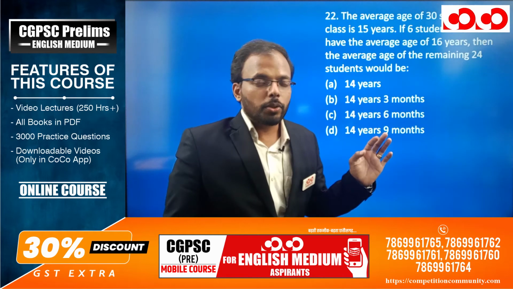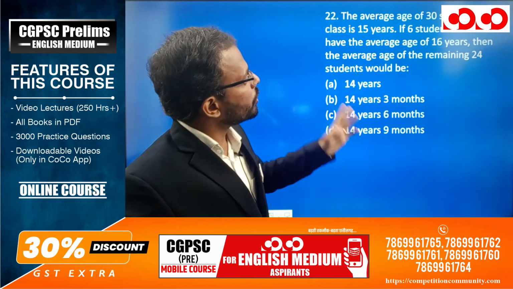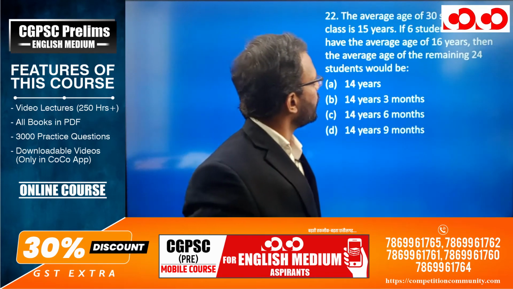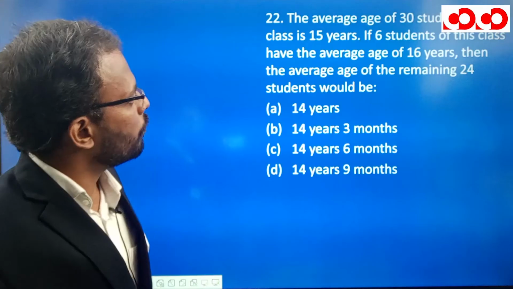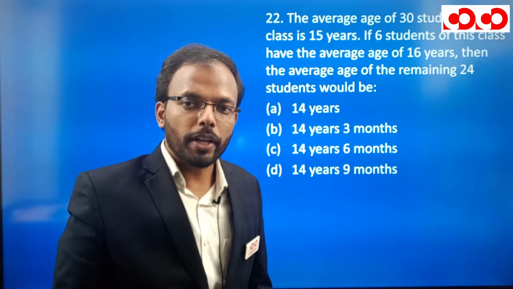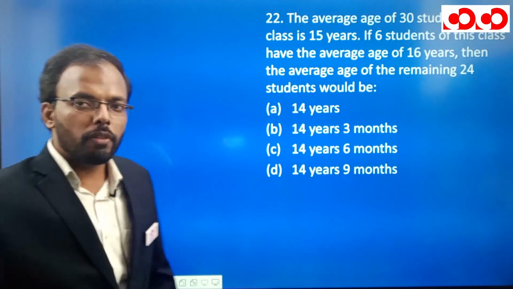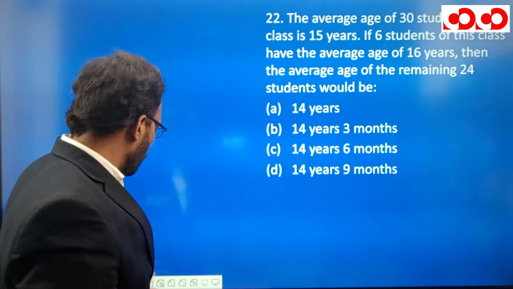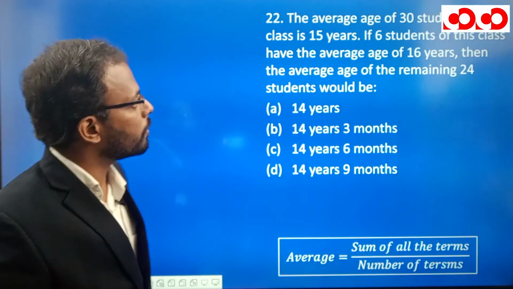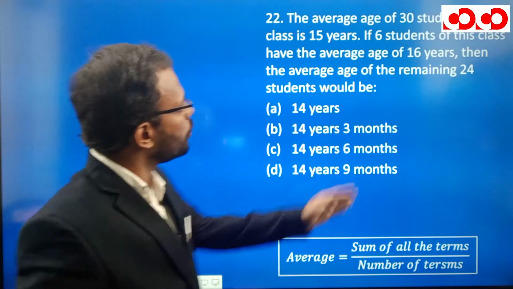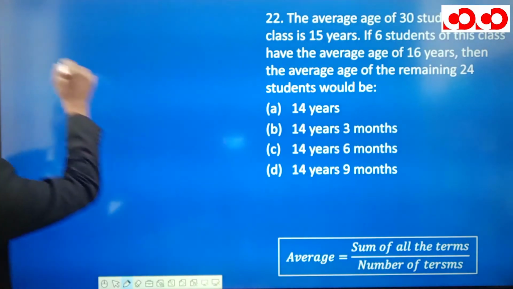Now here is another question. Let's try to solve it. The average of 30 students in a class is 15. If 6 students of this class have an average of 16, then what is the average of the remaining 24? Now there are many ways to solve this question. Let me tell you the formula for average. Average is equal to sum of the terms divided by number of terms. So if I ask you what is the sum of the age, what is the sum of age?